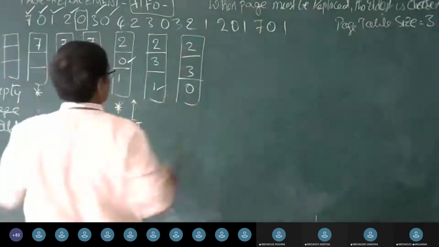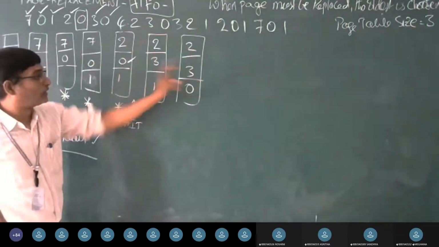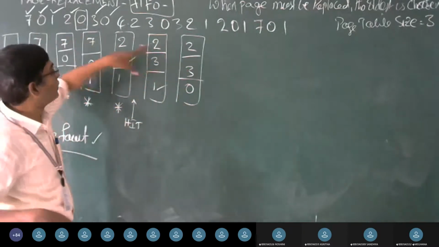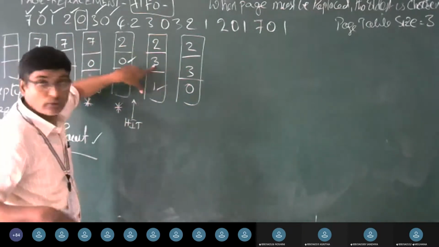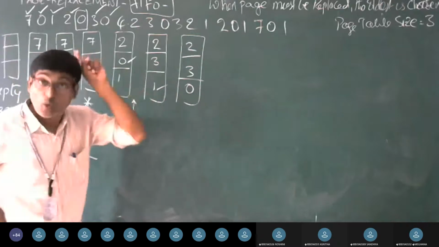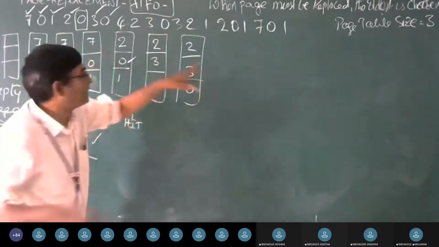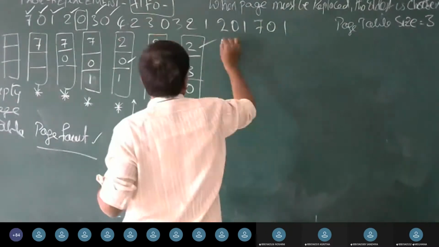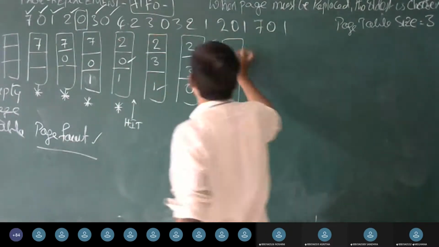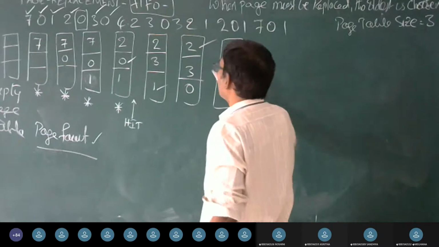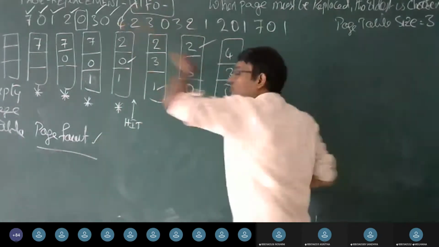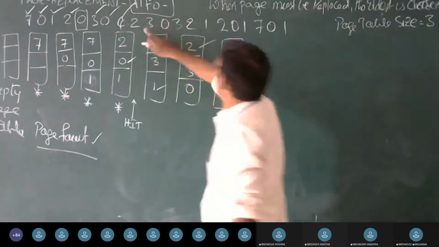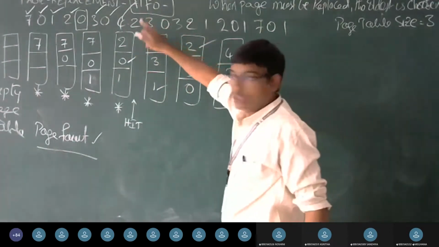So now, whether to replace 2, whether to replace 3, whether to replace 0, the oldest one. So 2 is going to have 3 occurrences, 3 is going to have 2 occurrences, 0 is going to have 1 occurrence. So in this case, the oldest one was 2. Therefore, we can interchange 4 here. Next one. Now 2. The next page was 2 here.